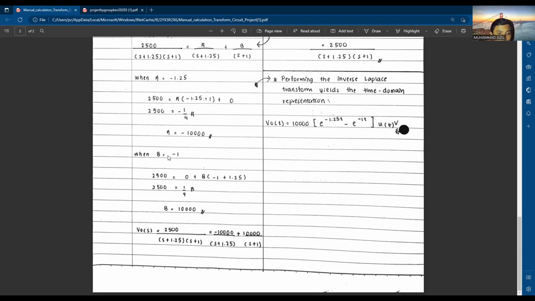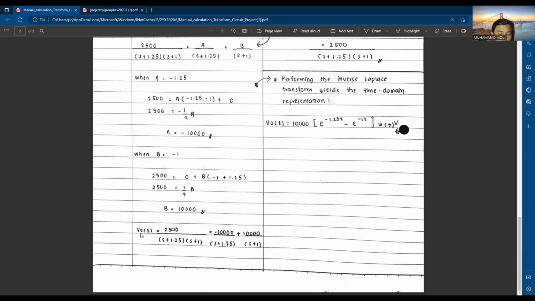So for the value B, we change the value of S to negative 1. So 2500 equal to 0, which is the value of A equal to 0, plus B multiplied by negative 1 plus 1.25. So we get 1 over 4B equal to 2500. So the value of B equal to 4 multiplied by 2500 divided by 1, which we get the value of B is 10,000.